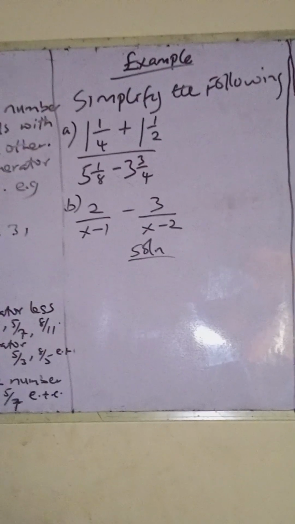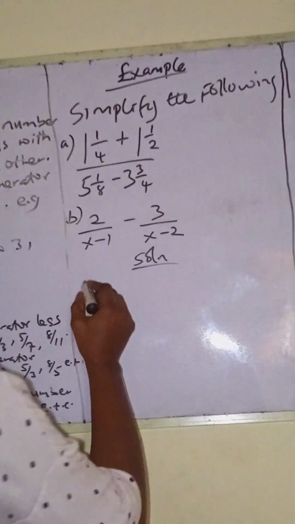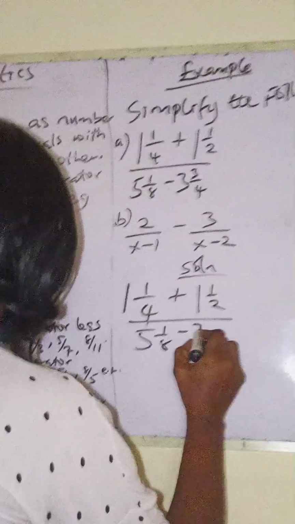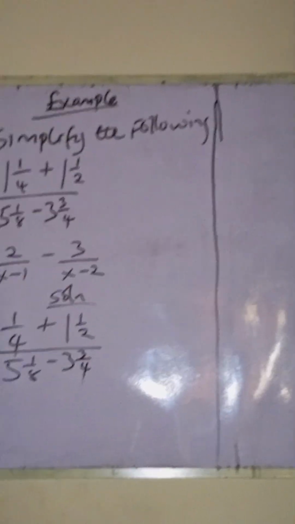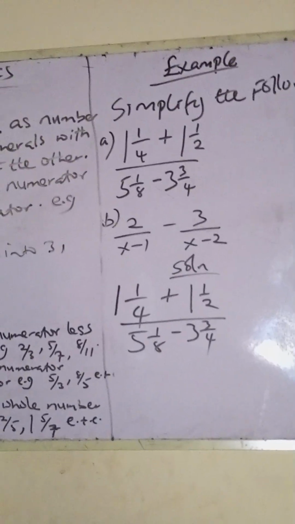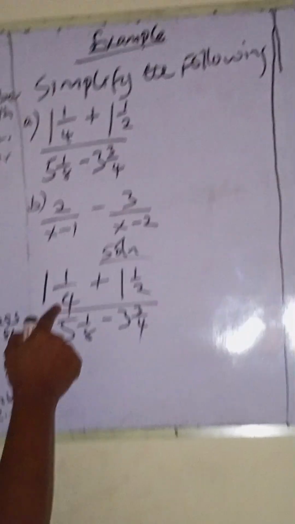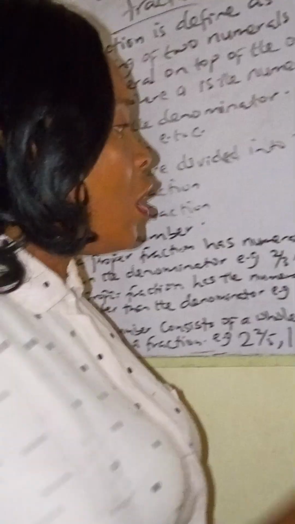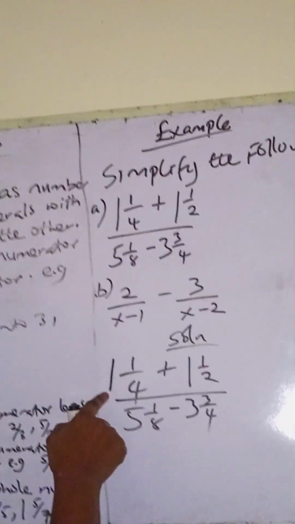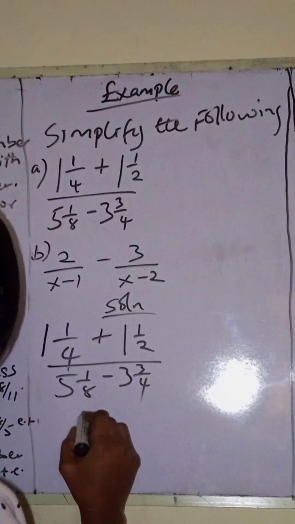So let's take some examples of fractions. Let's look at the first example we have on the board. 1 all over 4 plus 1 all over 2, all over 5 1 all over 8 minus 3 all over 4. So the first thing we are going to do is change this to an improper fraction. When you are changing, you use your denominator to multiply the whole number part. So we have 4 times 1 to give us 4.